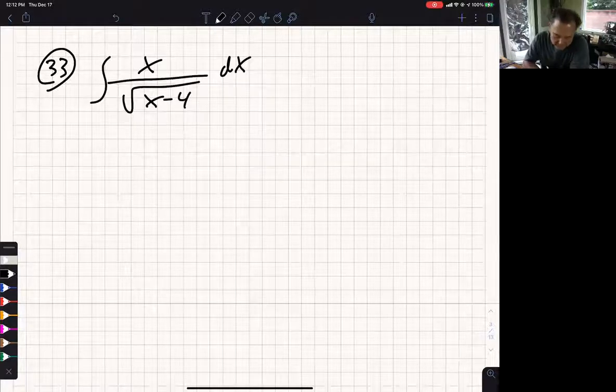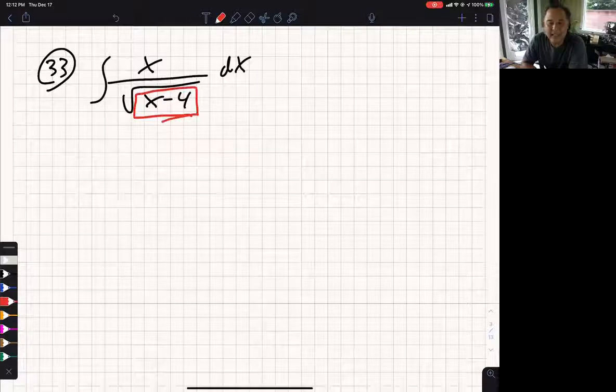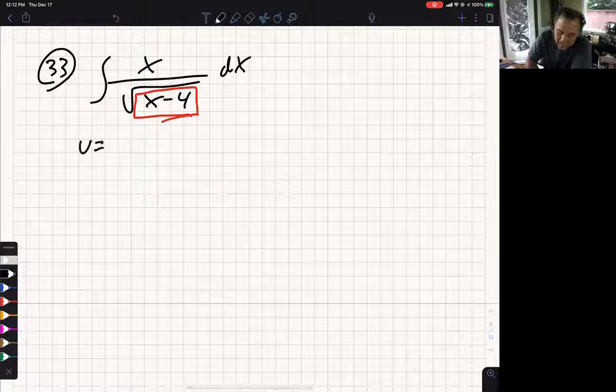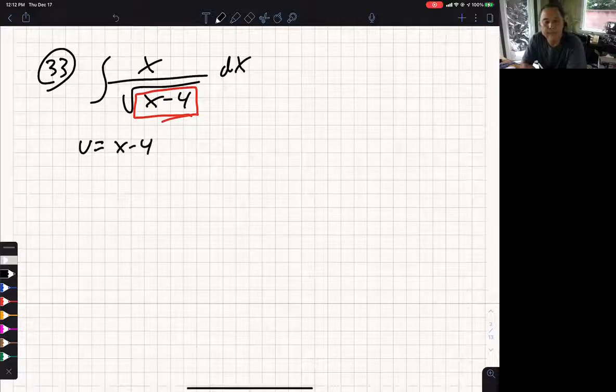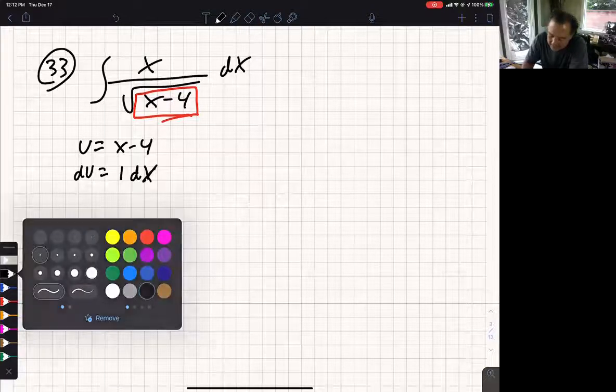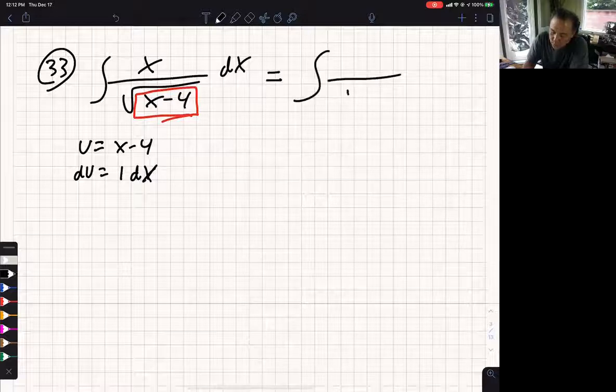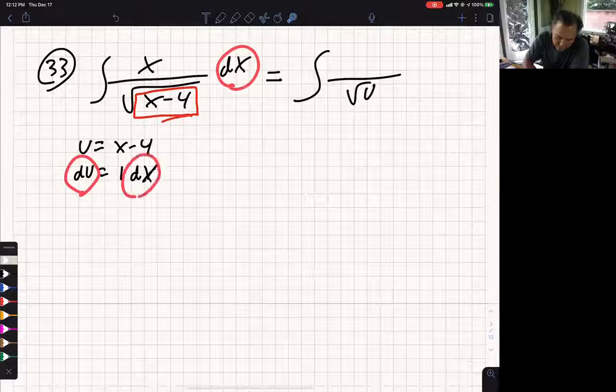And Yoshida said that oftentimes the thing inside the other function is a good choice for you. So if you follow that path, you get u equals x minus 4. And then you get du, and that's just 1 dx. And you say to yourself, hey, this might work. And then you start replacing. So on the bottom, I'm going to get square root u. The dx becomes du, right?